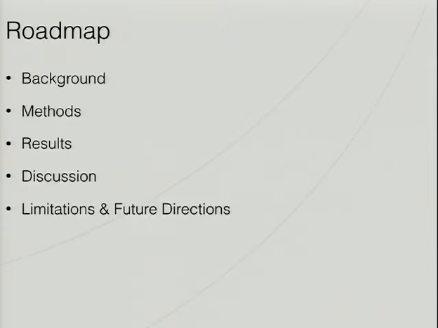Before getting started, I want to go over a quick overview of the roadmap. I'll first be giving a fairly extensive background, and this background is going to focus broadly on how we detect variants and the challenges therein. And then I'll be discussing some of the methods we use and pipelines we implemented, the results of our research, and then discuss some implications, limitations, and future directions.